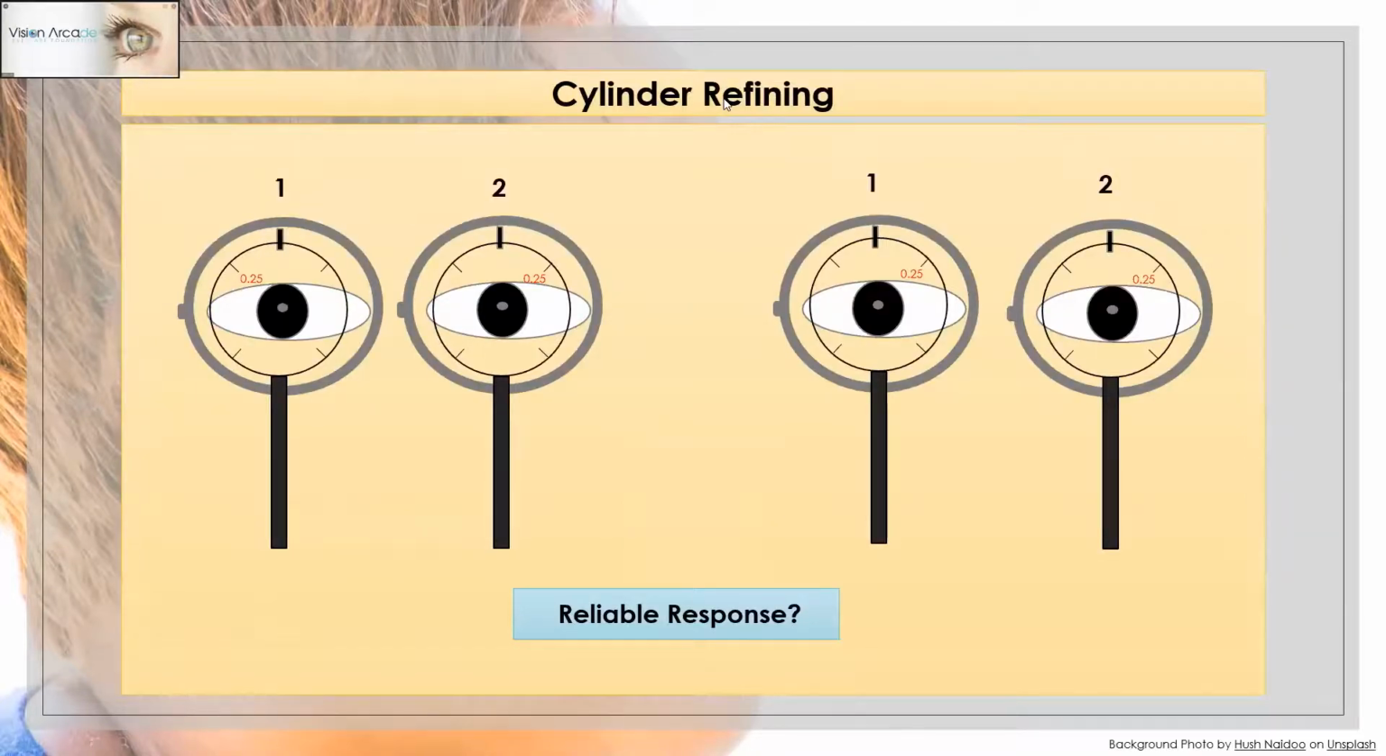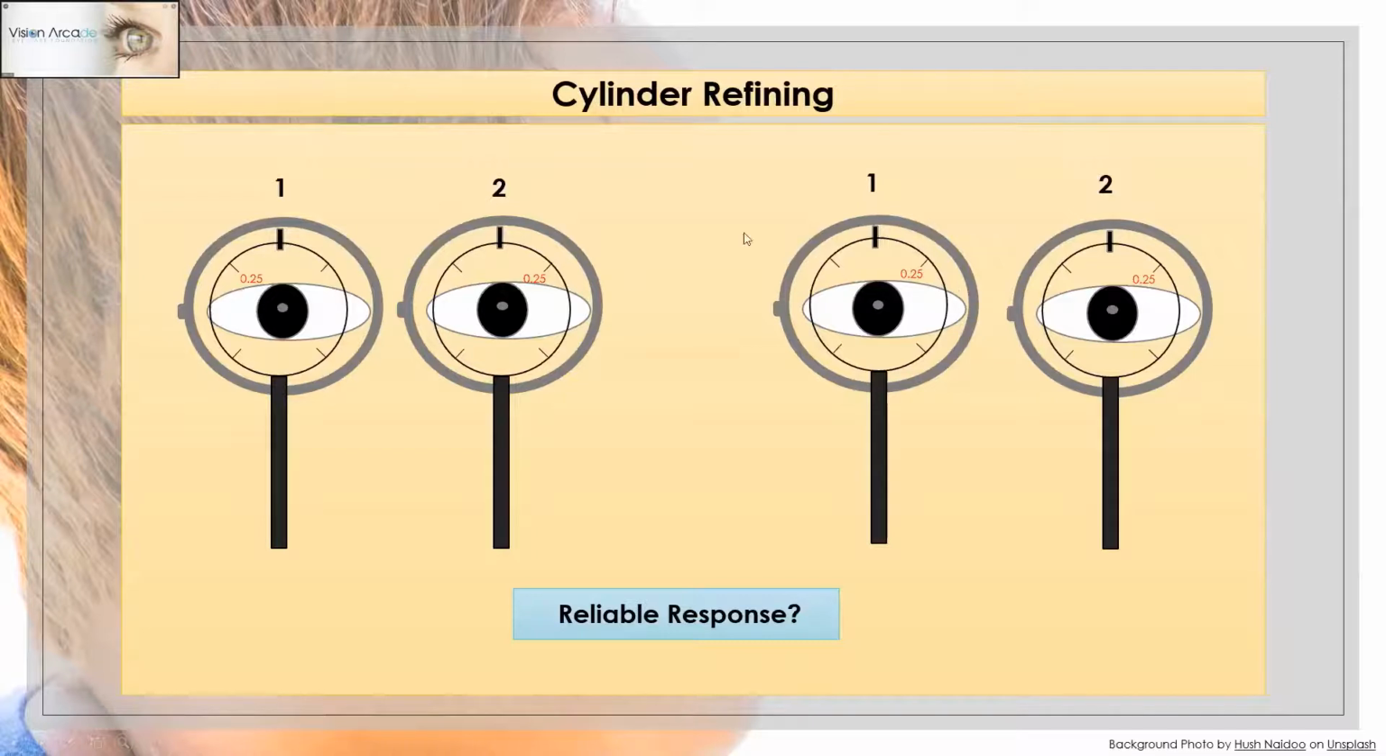Then one other important thing I found out about Jackson cross cylinder is finding out whether the responses from your patient are reliable. So I have a picture on the slide here. Number 1 is question 1 on the left side. You've got the minus cylinder to the left, and that's option 1. Then option 2, minus cylinder to the right. We're refining an axis of say 90 degrees. So option 1 or 2, which is better? Say the patient picks option 2. It means we're meant to go from 90 to about 60 degrees.